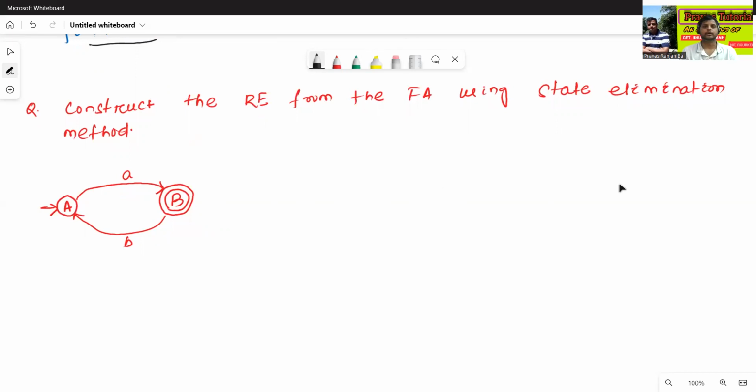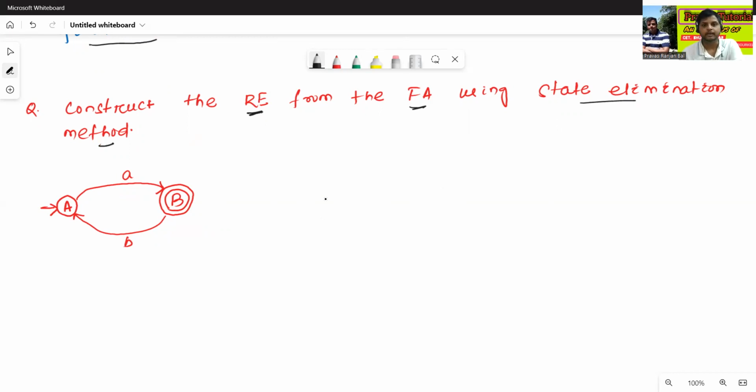Okay. So now we'll see the example. We'll try to understand all the rules using the given example. First, construct the regular expression from the finite automata using the state elimination method.